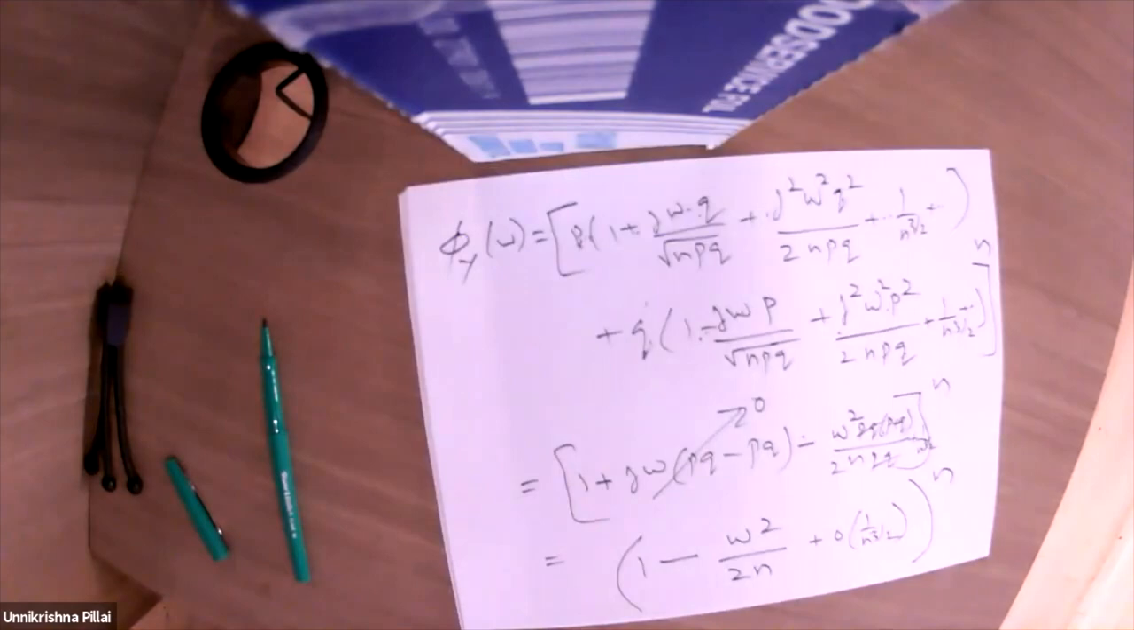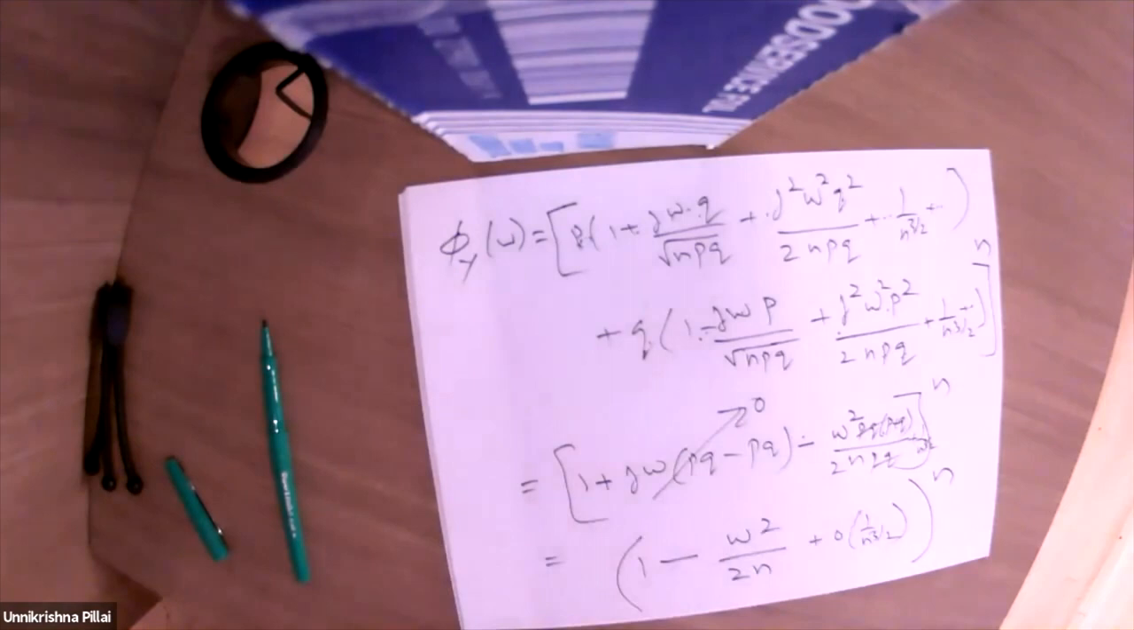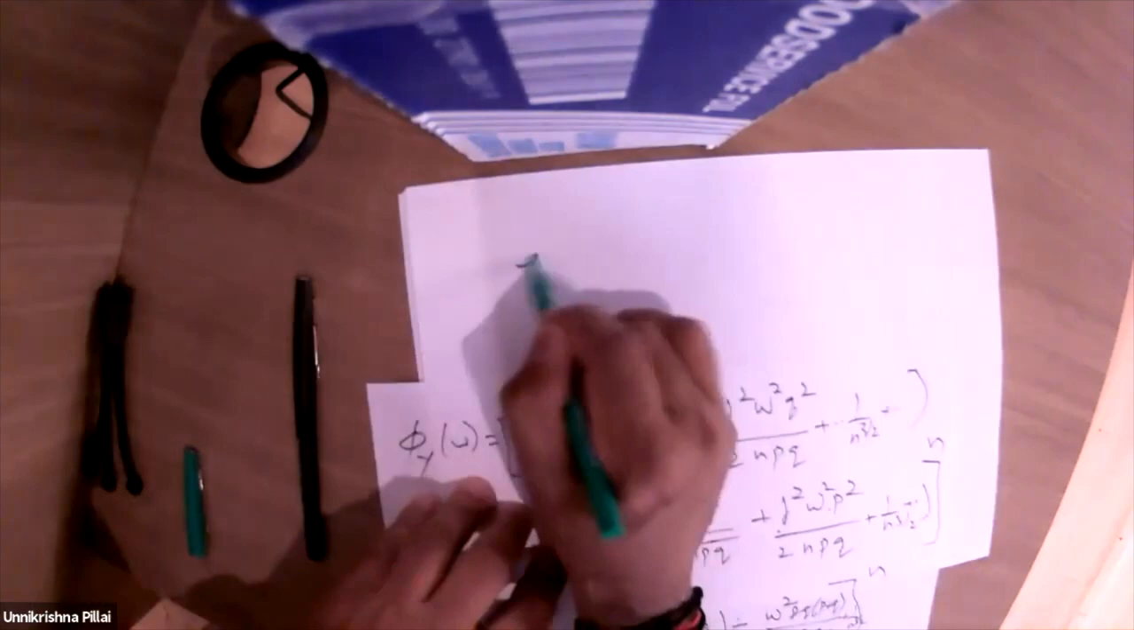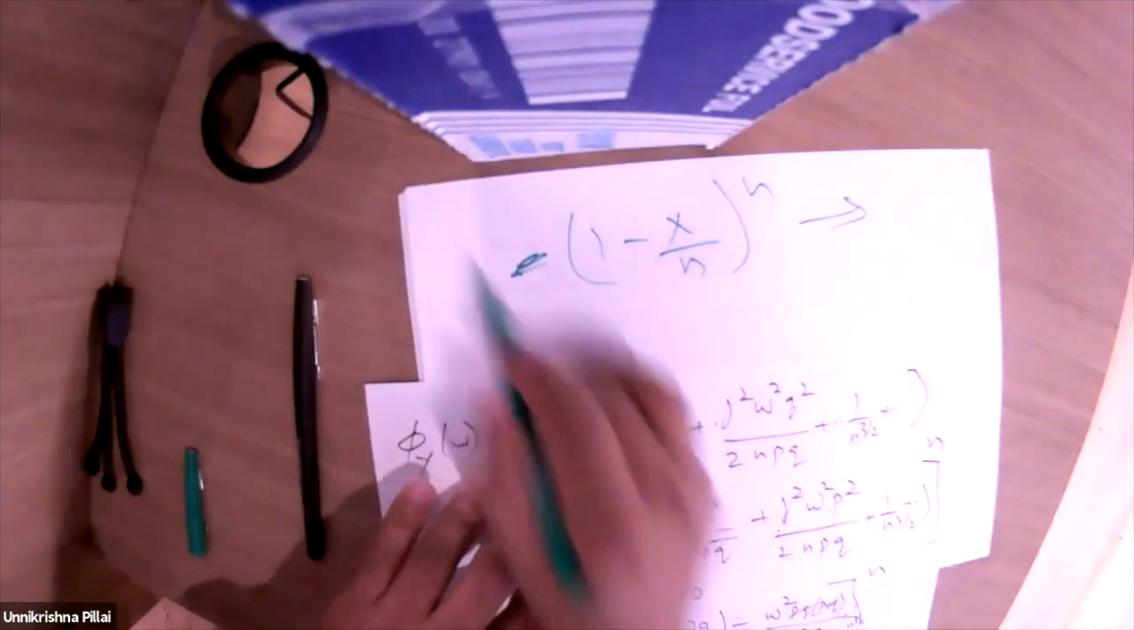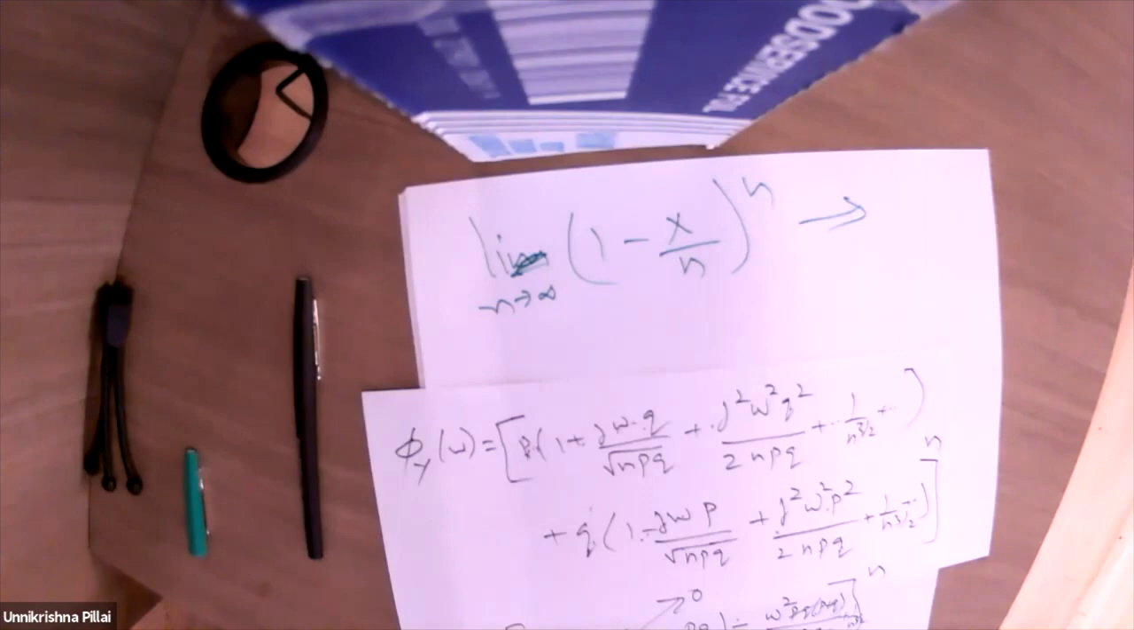But anybody remembers, if you push n to infinity, what is the expansion of 1 minus x over n, to the power n? We went through this last time, or a couple of weeks back. Or you can expand this in binomial. Anybody remembers what this tends to as n tends to infinity? What is the expansion of that? E raised to x? E raised to? I mean, you guys are graduate students. This is very weak. E raised to minus x.